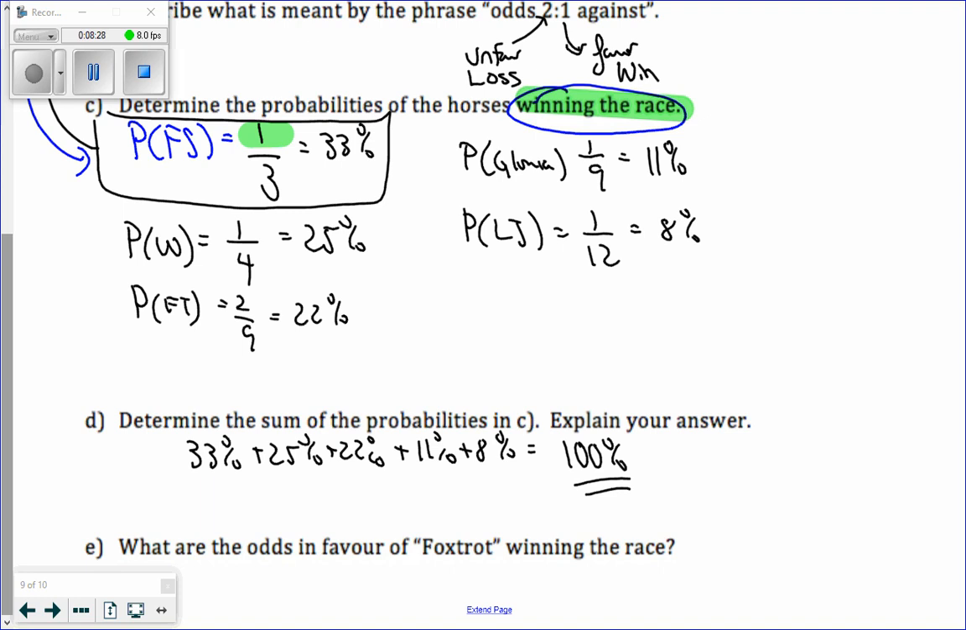Okay, so this is the chance of each one of them winning. So one of them has to win. So that's why they have to add up. Remember, that's the universal set.